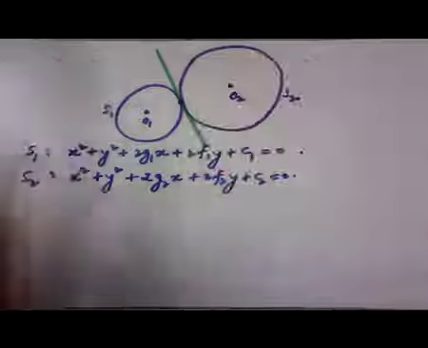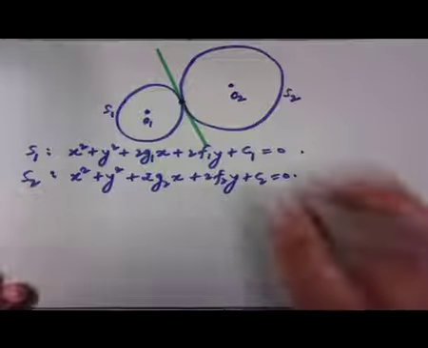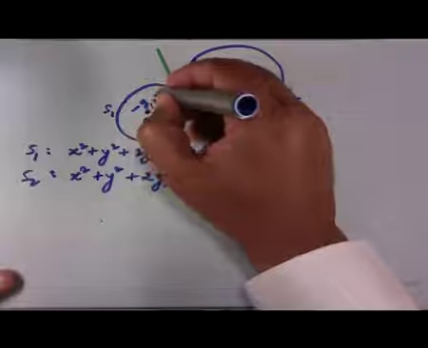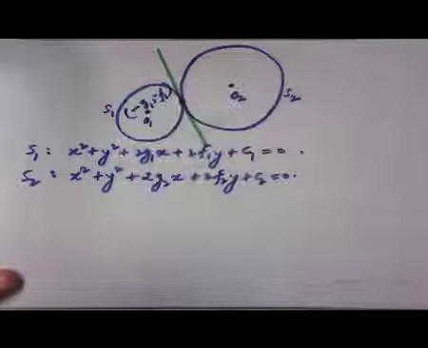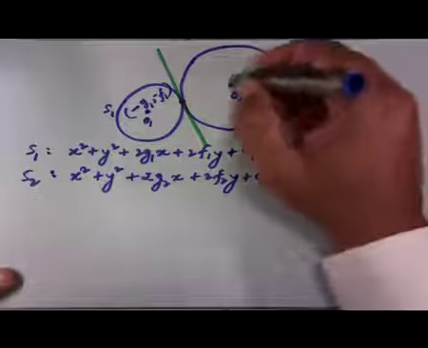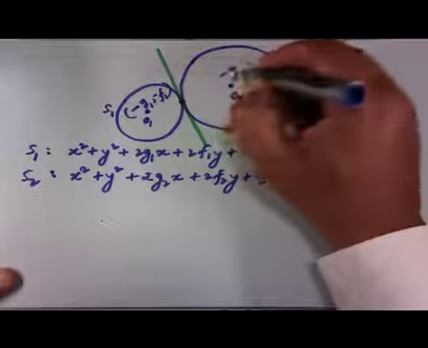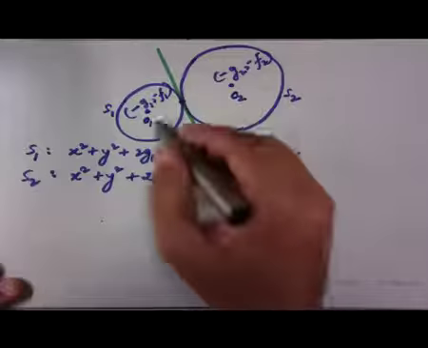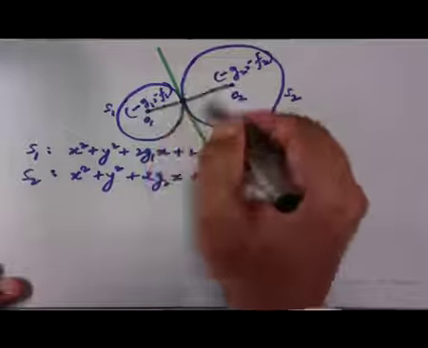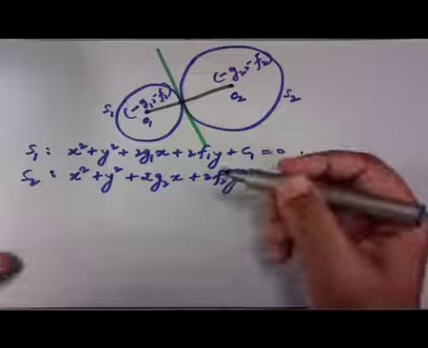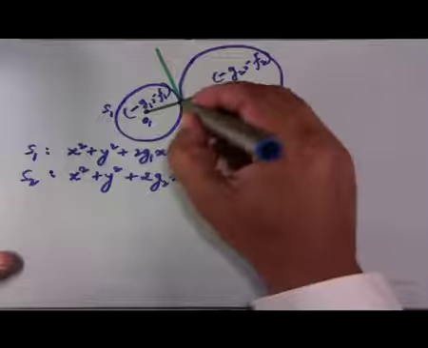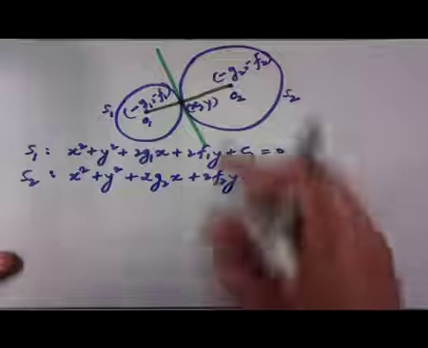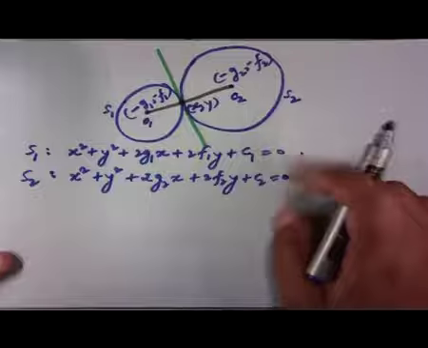Now, what is asked of us is to find the equation of the transverse common tangent, which I have drawn in green. Obviously, the centers of these two circles are (-g1, -f1) for the first circle with center O1, and the center O2 for the second circle is (-g2, -f2), and this is the straight line joining the two centers. Let the coordinates of this point of contact be (x, y). Then it is clear that this (x, y) satisfies both these equations.